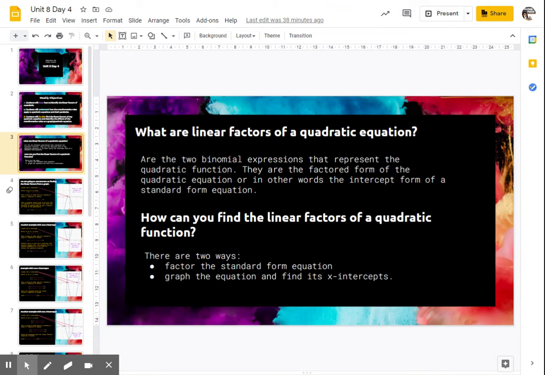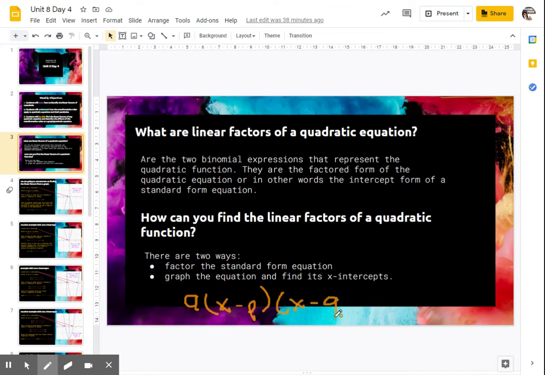You can do this two ways. Factor the standard form, which is basically what we did in the last unit. Or you can graph the equation and find its x-intercepts. Of course, this isn't going to be equivalent. That means the standard form and the linear factors might not be the same because you're missing the value of a. Remember that the intercept form has a, x minus p, and then x minus q.